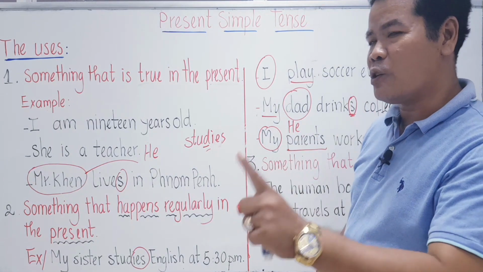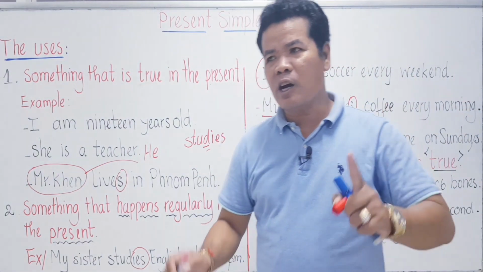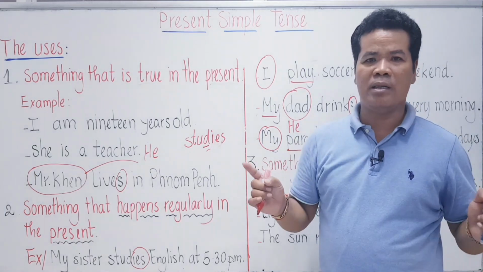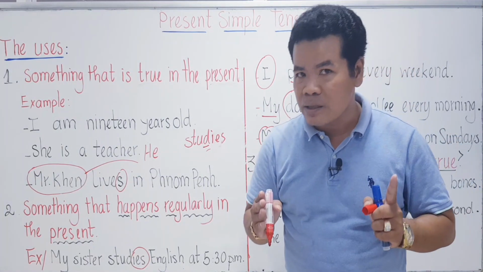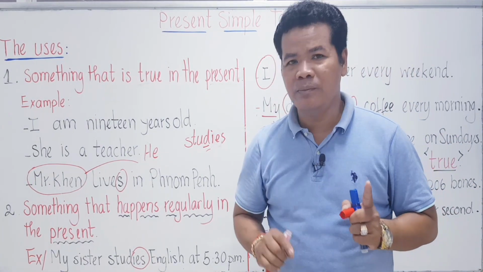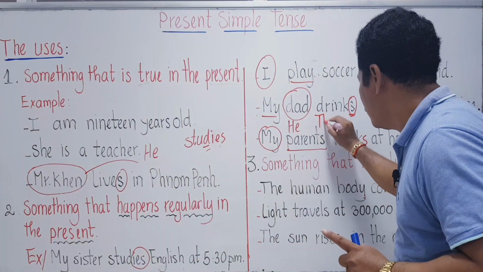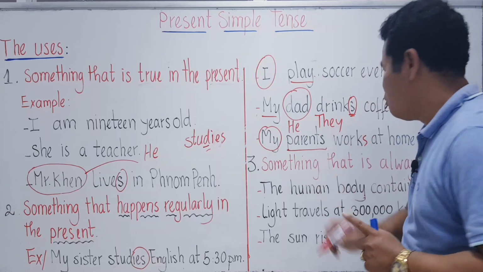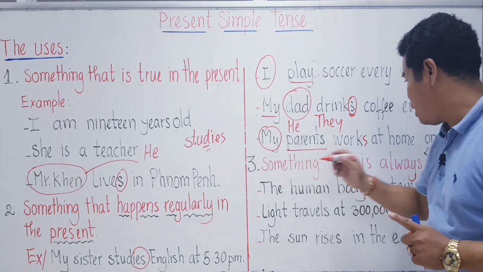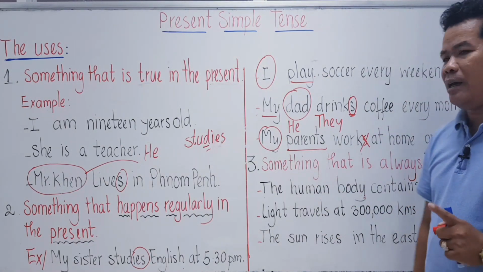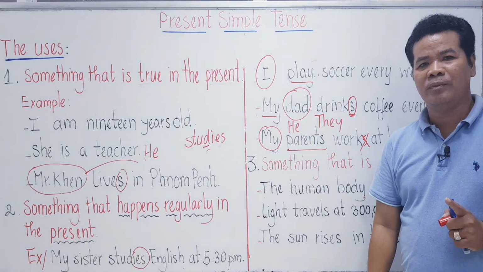If we talk about dad, it's just one person. If we talk about mom, it's just one person. But if you talk about parents, it's both of them. When it's both of them, we use "they" to stand for parents. That's why there is no S at the end of the verb. Clear?